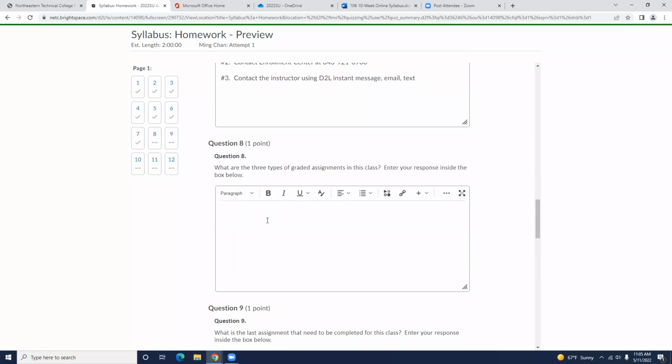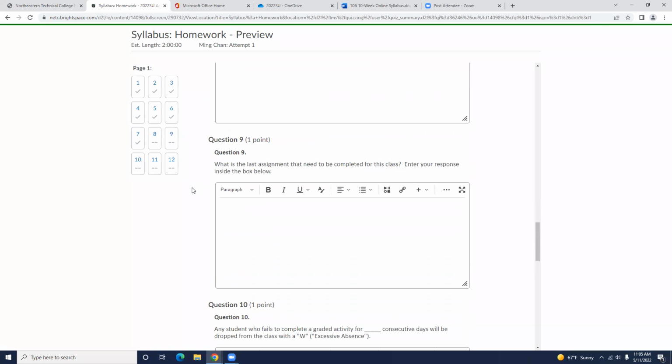What are the 3 types of graded assignments in this class? Homework, notes taken, and the final exam. What is the last assignment that needs to be completed for this class? The final assignment for this class is the final exam.